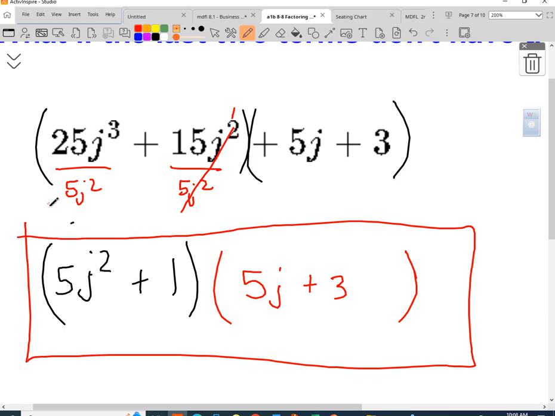What work do you have to show me? You have to show me the groups. And you have to show me that you divided the first group. That's really it. Any questions? Jaden, you good?